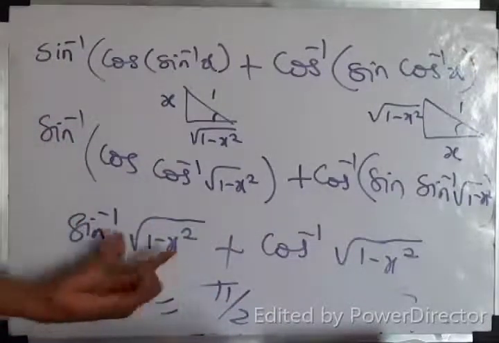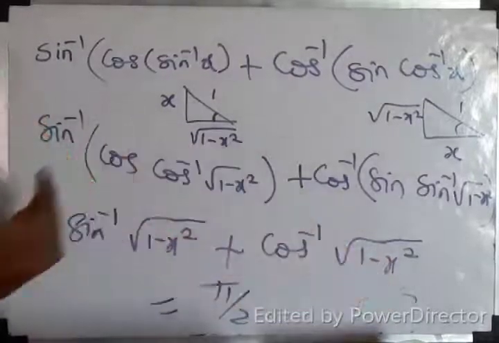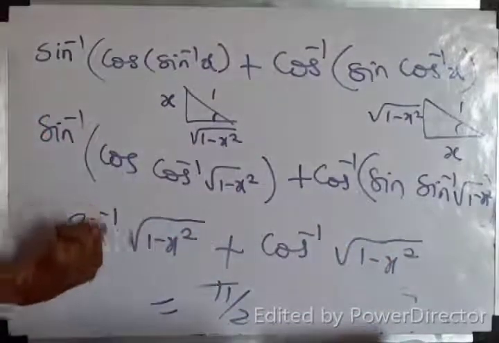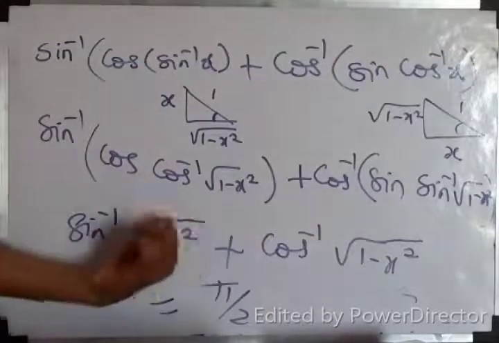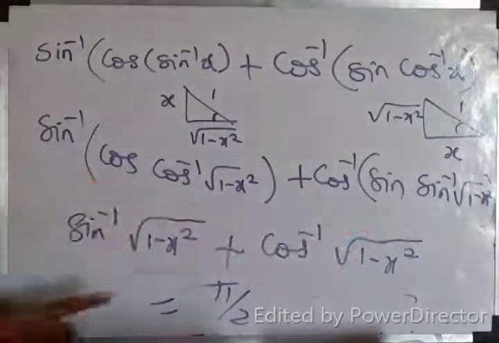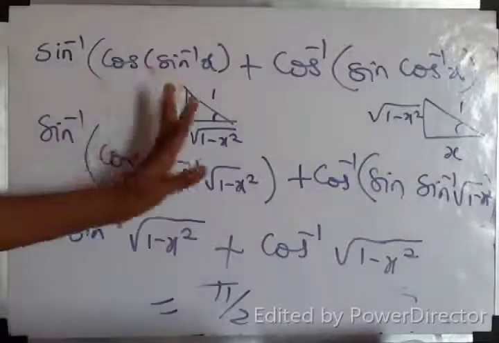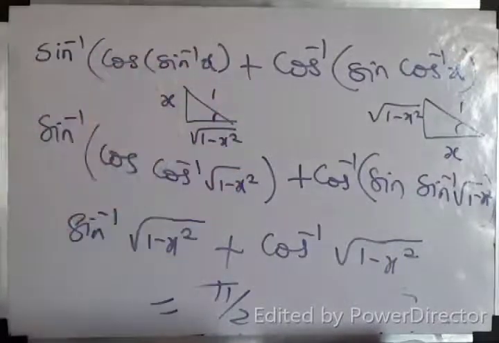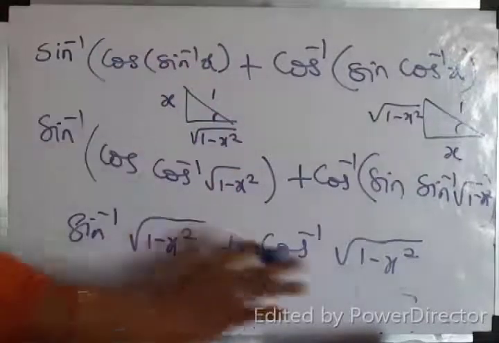Very simple, isn't it? The same x is repeating here. Sin inverse x plus cos inverse x, where x is here root of 1 minus x squared. So this is equal to pi by 2. Directly use the conversion property, finish up the question. Very easy 2 mark question it is.